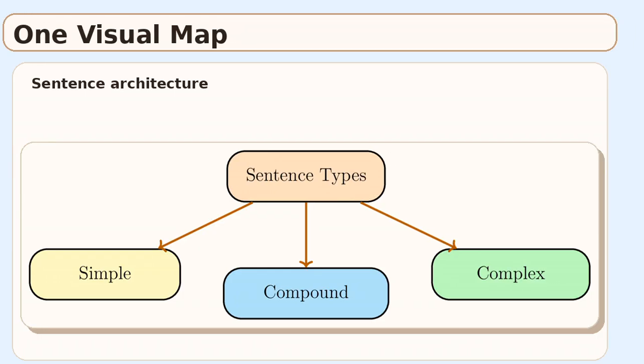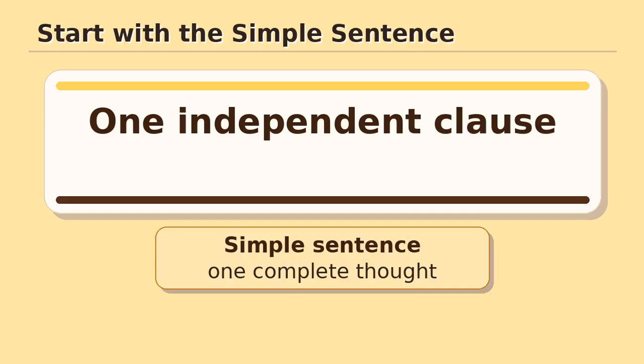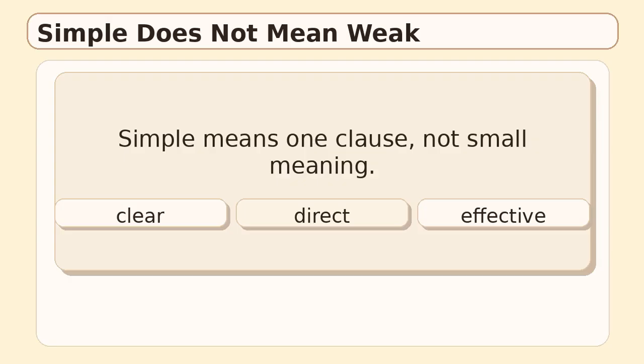Focus first on the relationship between ideas, not on the length of the sentence. Length alone does not decide the type. A simple sentence contains one independent clause. That means it has one complete thought which can stand alone. It may be short or long, but the core idea remains one complete unit. Many learners hear the word simple and think basic or boring. But a simple sentence can still be powerful, descriptive, and elegant. The key is that it contains only one independent clause.